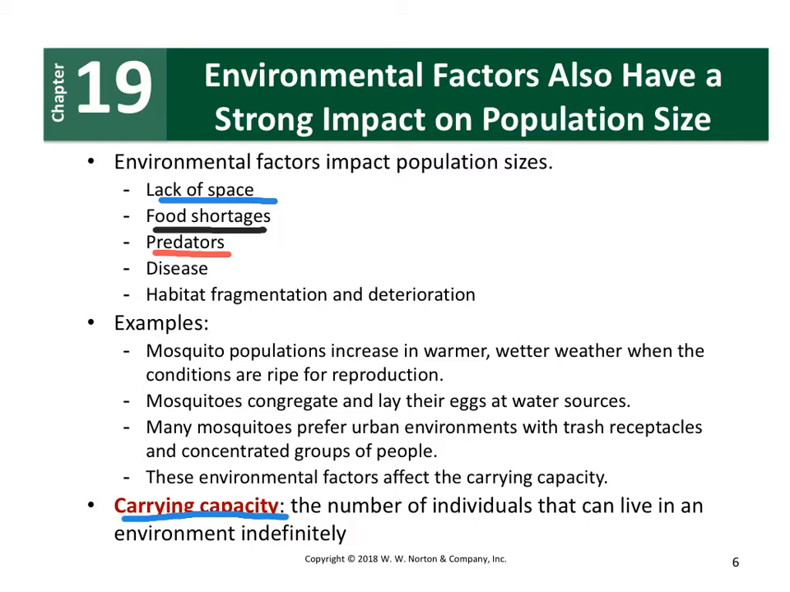Okay. And the same thing with disease. It can limit a population just like predators can. We're seeing that right now with the human population, perhaps. And then finally, habitat fragmentation and deterioration.